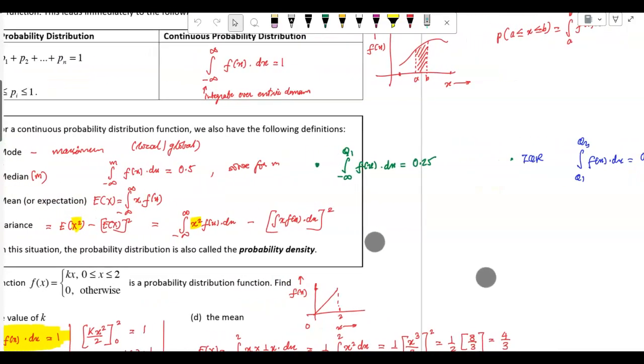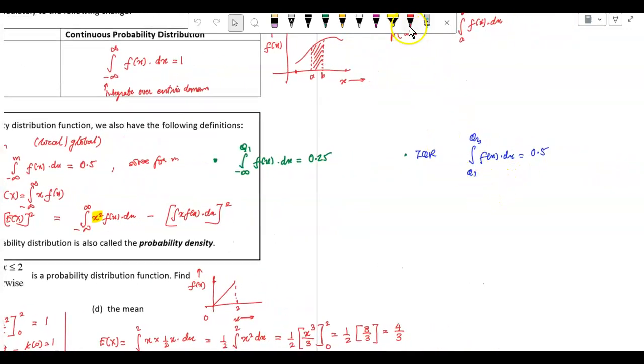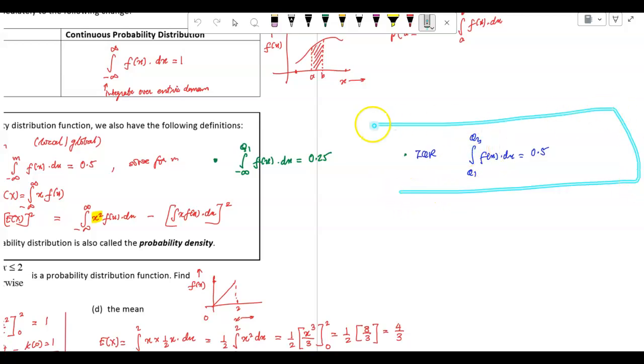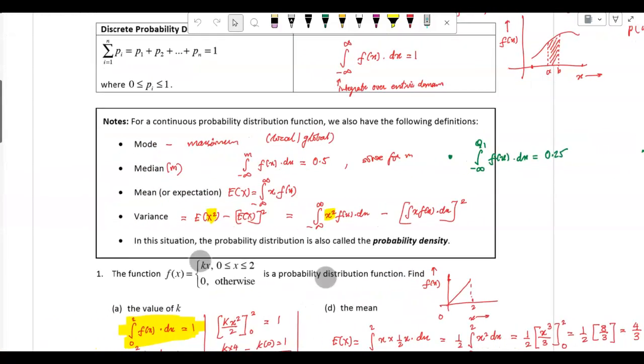If you want to find the interquartile range, now this is interesting. You take the integral between Q1 and Q3. We don't know what they are, but we want Q3 minus Q1. When you integrate, you get the upper value minus the lower value, so you get Q3 minus Q1 directly without finding Q3 and Q1 individually. So you integrate and substitute. This can come in your paper 1: find the interquartile range of a given probability density function. This is tricky.